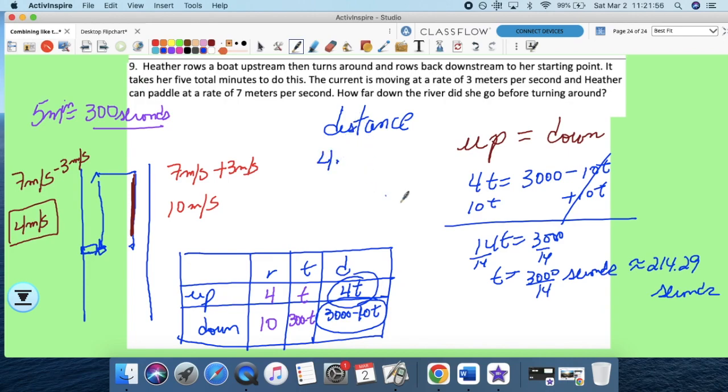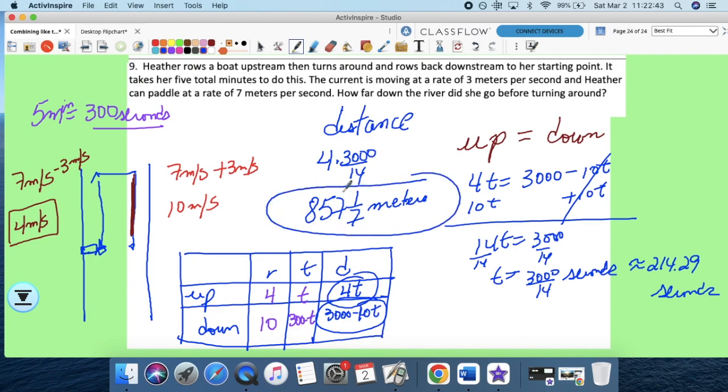So 4 times, in this case, we can multiply by 3,000 over 14 or the decimal. Let's just keep it as the fraction. 4 times 3,000 over 14 gives us, as a fraction, 857 and 1/7 meters. Okay?